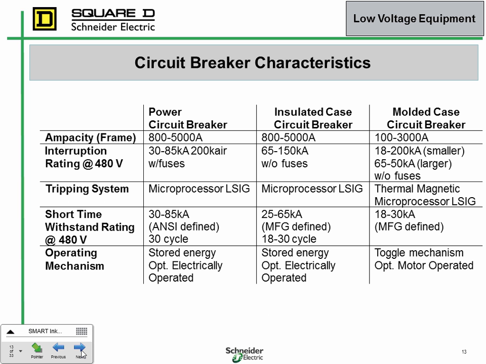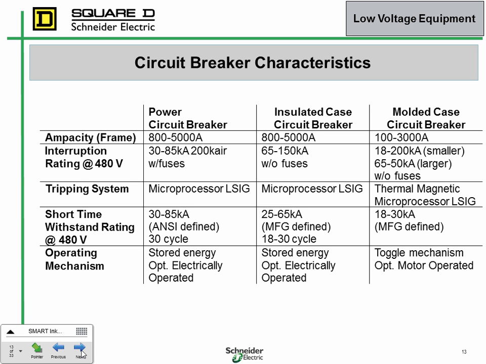Okay, so here are some of the differences between the different types of breakers that are used. And again, this is ANSI, anywhere from 800 to 5,000 amp frame breakers, 30 to 85,000 amps, 200K they say with fuses, this is a little outdated. Now we can do 200,000 amps of bulk current without implementing fuses.